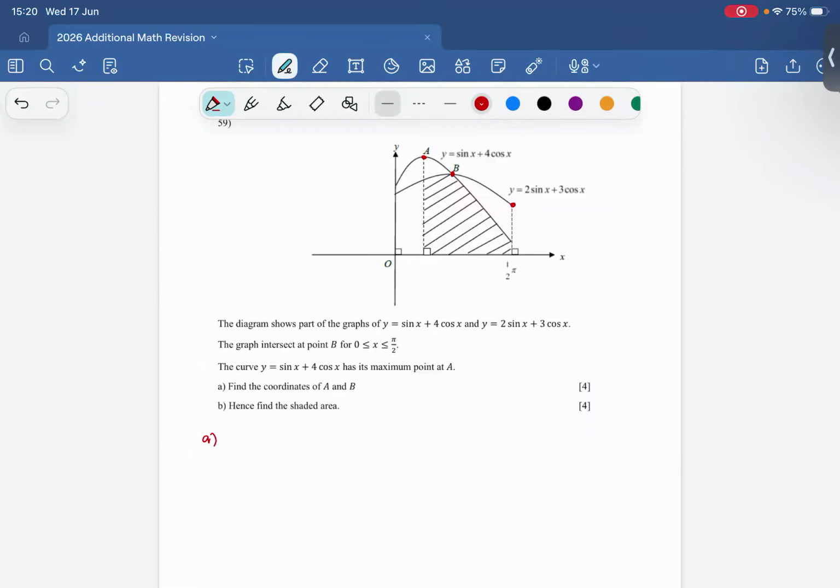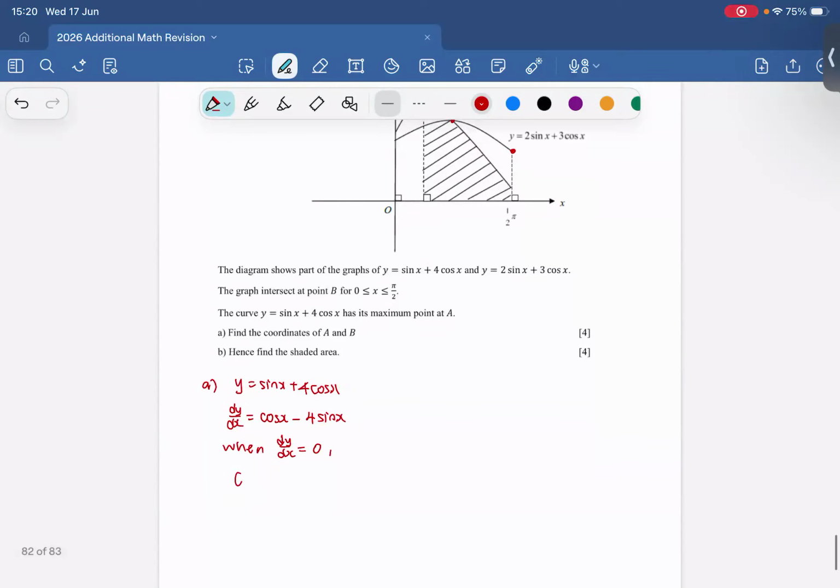There's two ways to find point A. One is to use R formula, the other one is to use differentiation. Both will allow you to find maximum point. Which one do you prefer? Obviously, differentiation in this case. Okay, to find maximum point is when dy/dx equals 0. So how to solve this?